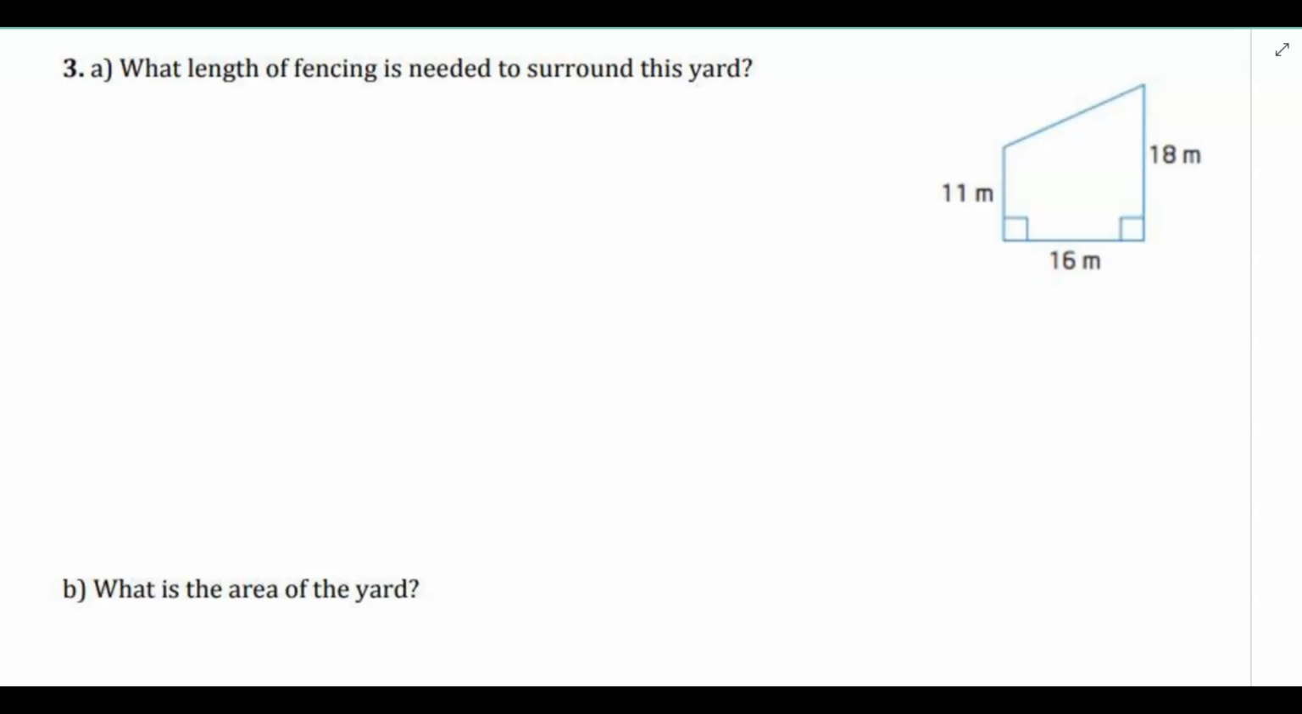Okay, question 3 has 2 parts. The first one asks what length of fencing is needed to surround this yard. So that means we're looking for the perimeter of the yard. So if this is the yard, we know all the sides except this one.